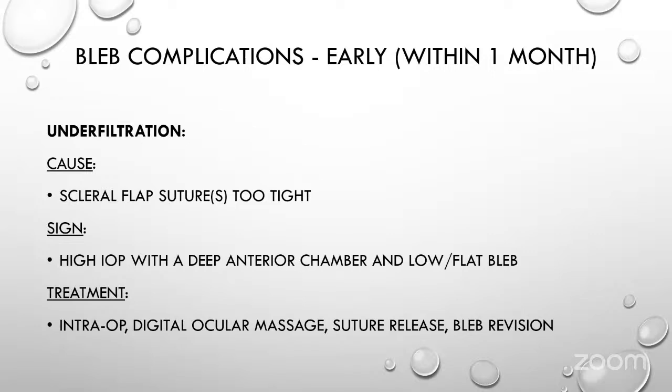Now, you can also have underfiltration early post-op, where first day, first week or 2 weeks time, you see pressures already high, low-lying bleb, reduced posterior flow. This bleb is already failing if you don't do something critical about it. And in this case, it's primarily because the scleral flap suture is too tight ab initio.